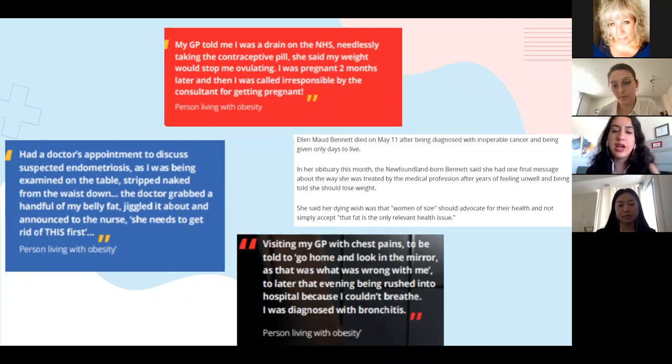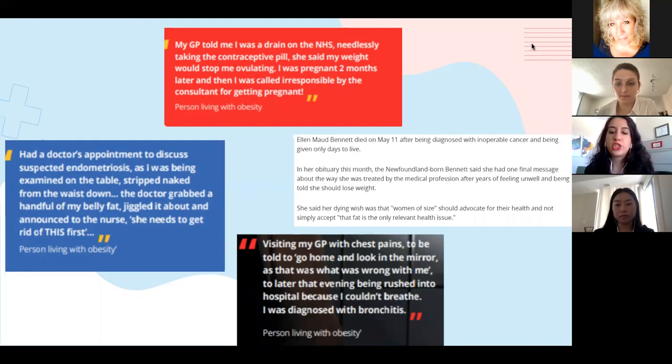On the left in blue here, we have a person living with obesity who said, "Had a doctor's appointment to discuss suspected endometriosis. As I was being examined on the table, stripped naked from the waist down, the doctor grabbed a handful of my belly fat, jiggled it about, and announced to the nurse, 'She needs to get rid of this first.' My GP told me I was a drain on the NHS, needlessly taking the contraceptive pill. She said my weight would stop me ovulating. I was pregnant 2 months later, and then I was called irresponsible by the consultant for getting pregnant."